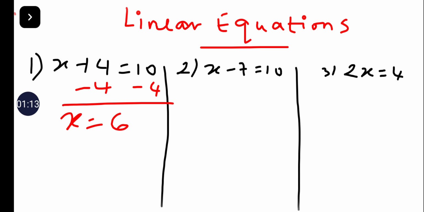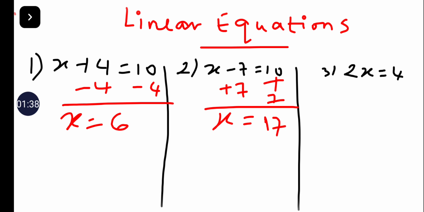Let's look at this one here. To make x the subject, or to solve for x here, what is the opposite of negative 7? It means adding 7 to both sides. Add 7 to both sides. So negative 7 plus 7 is 0. 10 plus 7 is 17. So our x is equal to 17. And if you test, 17 minus 7 is 10.